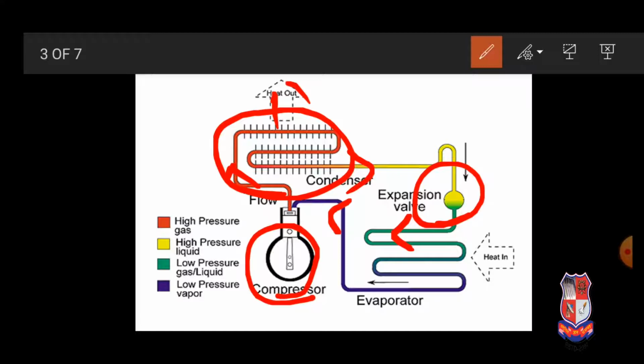In evaporator, low pressure, low temperature liquid refrigerant is evaporated. It absorbs the latent heat from the cooling space. At that time low pressure, low temperature liquid refrigerant is converted into low pressure, low temperature vapor refrigerant, which is one more time supplied to the compressor, and that cycle continues.